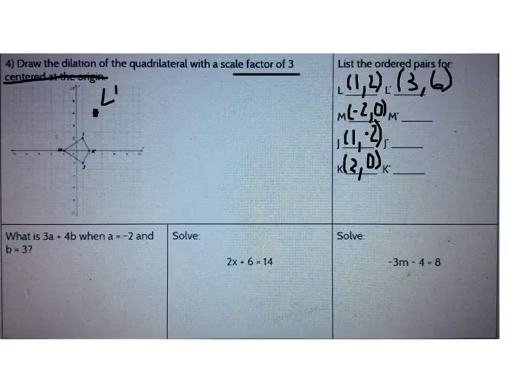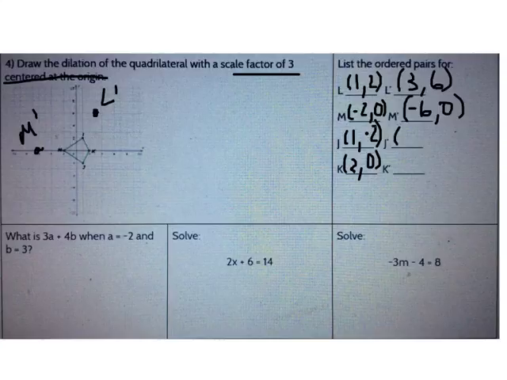Now you try one. What would be the new ordered pair for M prime? Well, -2 times 3 is -6. 0 times 3 is 0. So M prime would be at -6, 0. Find the other two ordered pairs for our new shape. What are J prime and K prime?